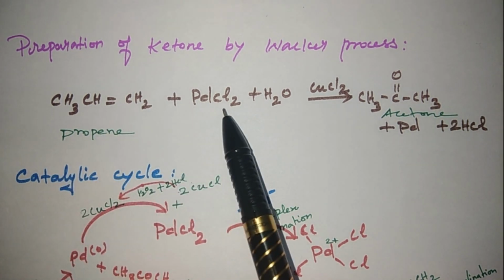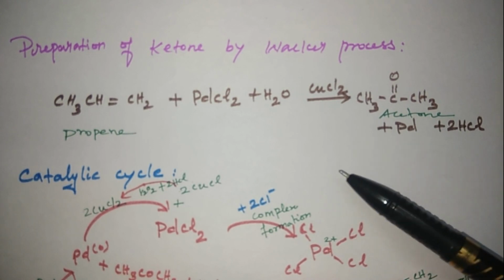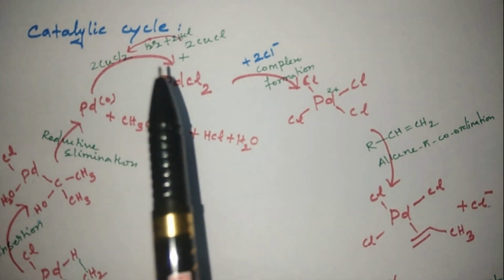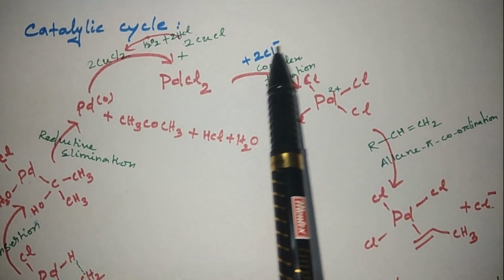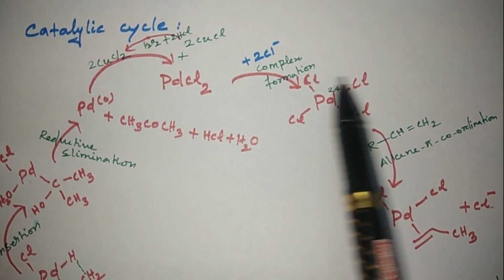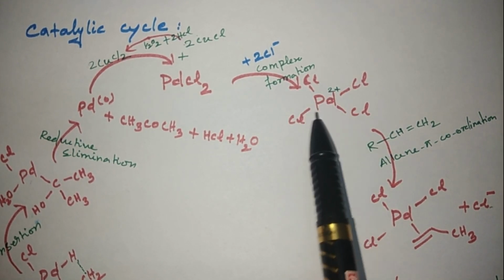Propene, palladium chloride, water and CuCl2 give the product acetone and palladium and hydrochloric acid. The cyclic process for this reaction is given as follows. Symmetrical alkene gives the product aldehyde. Unsymmetrical alkene gives the product ketone. The catalytic cycle is given as palladium chloride on addition of 2 Cl- ions. In this step complex formation takes place. We get palladium tetrachloride. In this state palladium is in +2 oxidation state.